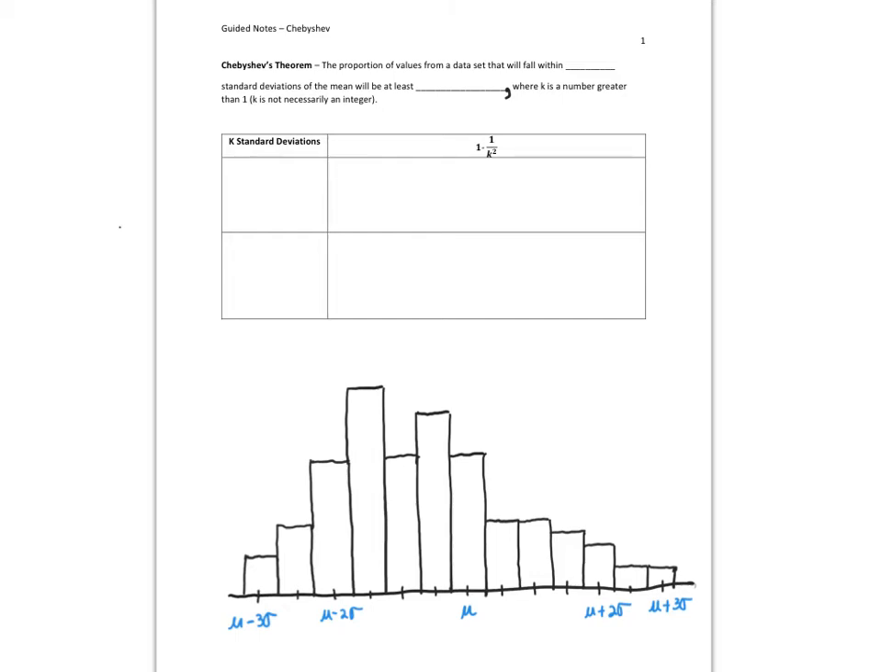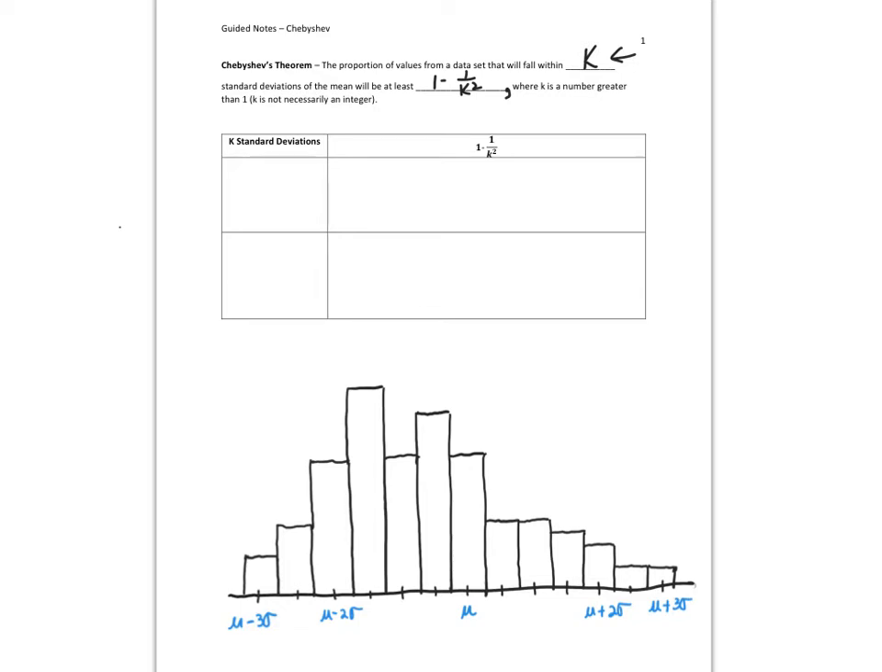Chebyshev's theorem gives you an approximation of what percent of the data values will be within k standard deviations of the mean. So the proportion of values, so I'm talking about the percentage there, from a data set that will fall within k standard deviations of the mean will be at least 1 minus 1 over k squared. So that tells you 1 minus 1 over k squared, if you multiply that by 100, that's the percent of the data values that will be within k standard deviations. K stands for the number of standard deviations.